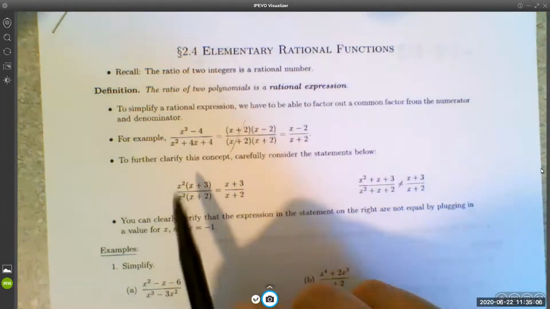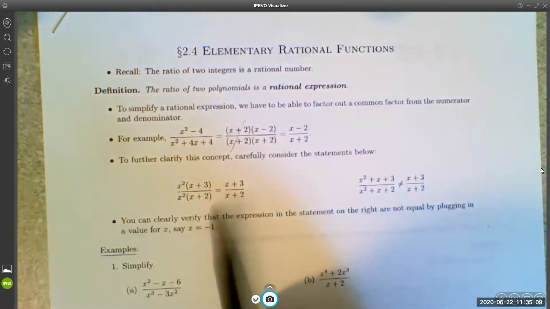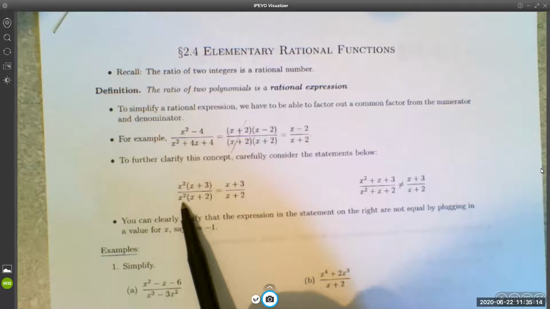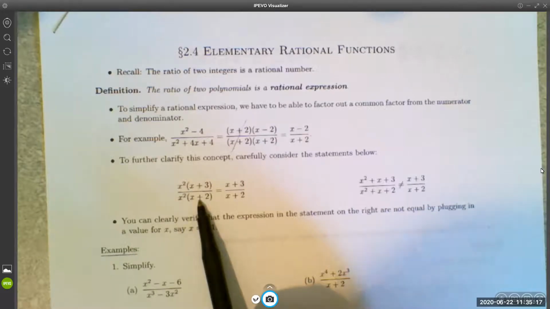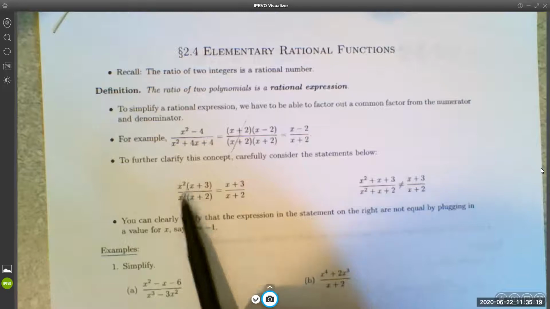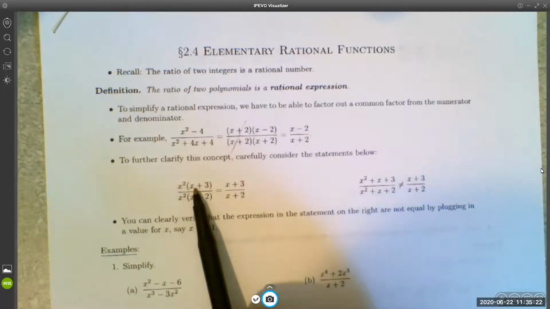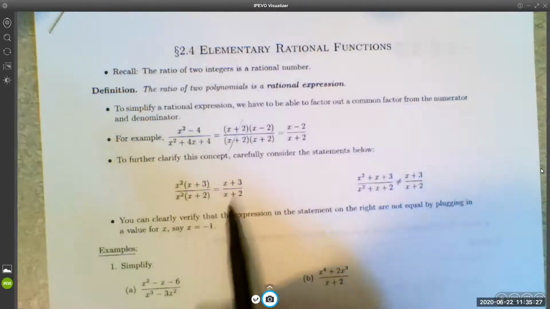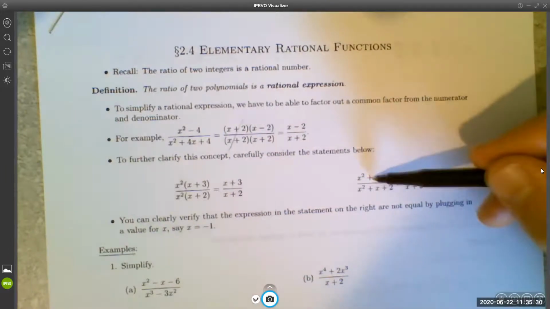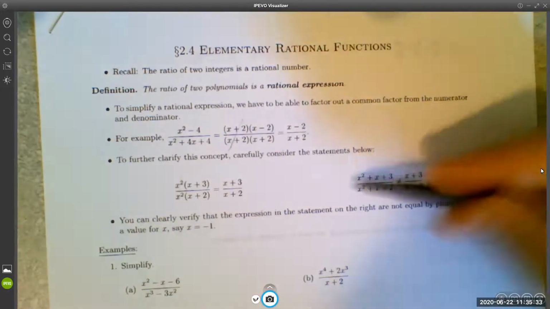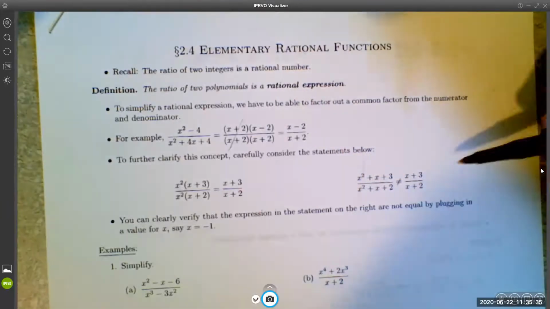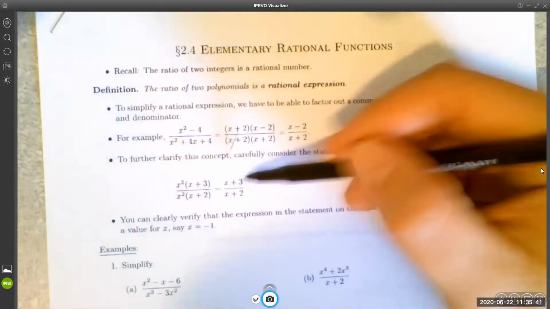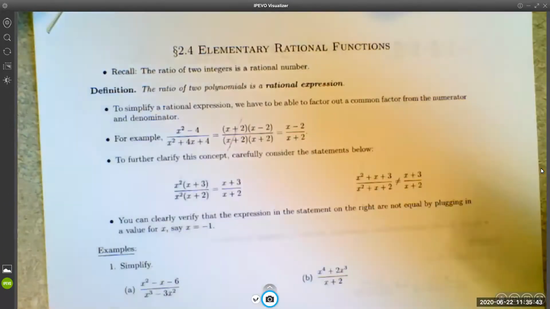To clarify this concept further, consider these two statements. Here we have the statement x squared times (x plus 3) over x squared times (x plus 2). In this case, because there's multiplication taking place between this factor and that factor, you can go ahead and cancel off the x squareds to get (x plus 3) over (x plus 2). When there's addition, though, instead of multiplication, you can't just cancel off the x squareds. It doesn't work that way. This is not the same thing as (x plus 3) over (x plus 2). This is the same thing as (x plus 3) over (x plus 2). This is not.